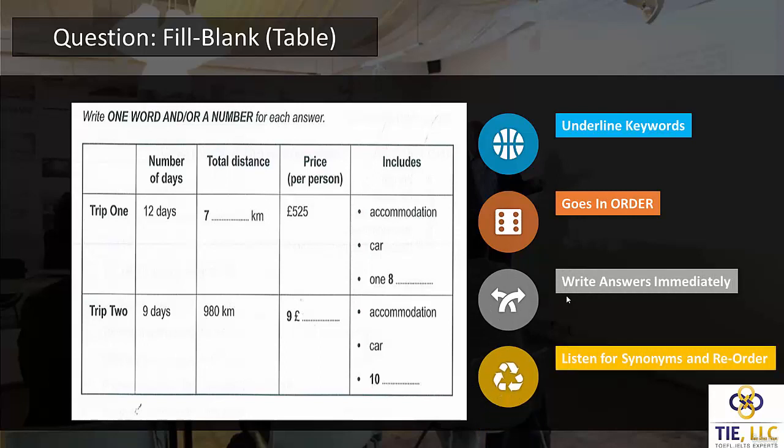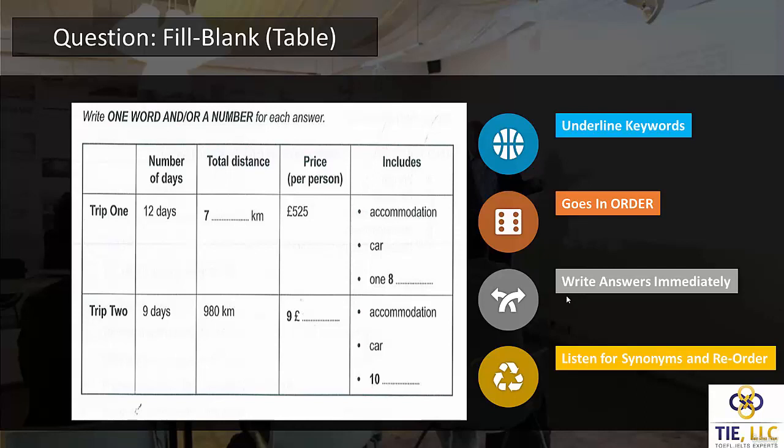The other question type that we have to deal with is a fill the blank question that is a table. Again, it's still a straightforward fill the blank type of question, but it's in the table format. So you see, like here for number 7 on the screen, it says kilometers. You're going to be listening out for a certain number. And in the next lecture, we're going to explain to you about the tricks and the traps that they use that make these questions somewhat challenging.